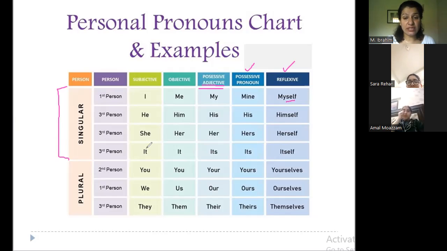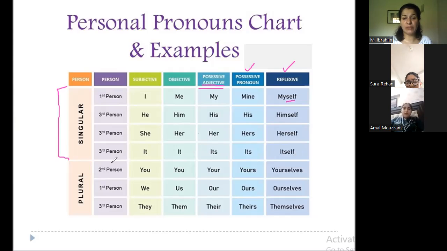Then you have it. Objective form, it remains it. Possessive, it becomes its. Whose book is it? It's mine. The clock wound itself. Okay?